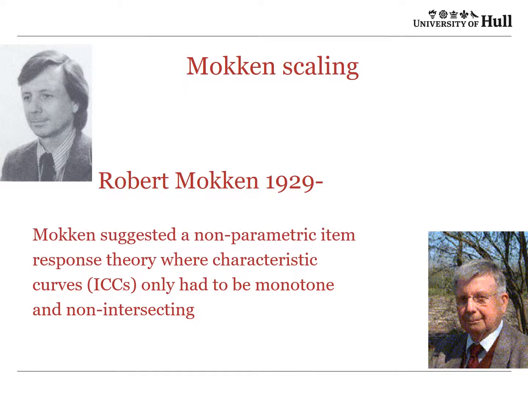And Mokken suggested only that for non-parametric item response theory, he didn't call it Mokken scaling, it was named after him, he said that item characteristic curves only had to be monotone and non-intersecting for a scale to exist. In other words, the precise shape of the item characteristic curve didn't really matter. They just had to be increasing with the latent trait across the whole of the latent trait. That means monotone homogeneity, and they didn't have to cross over or intersect.